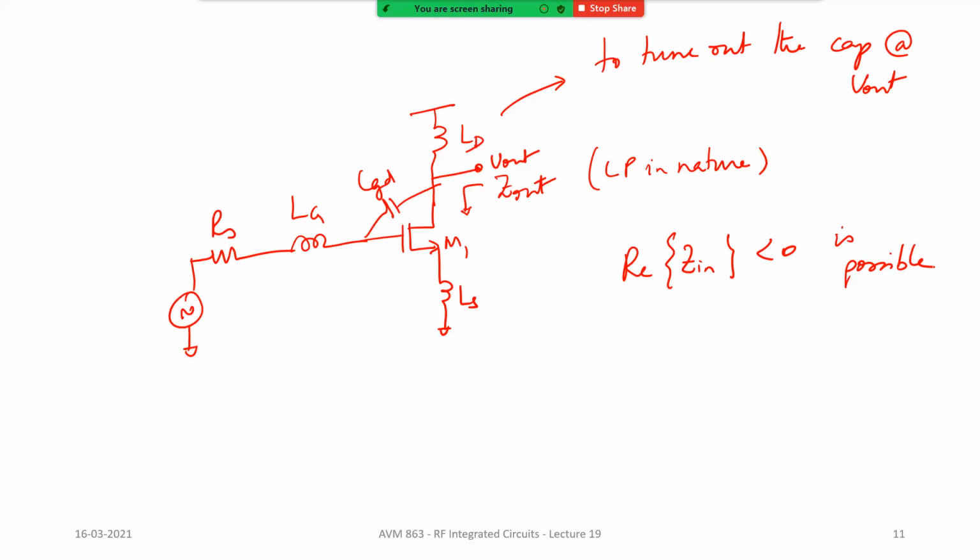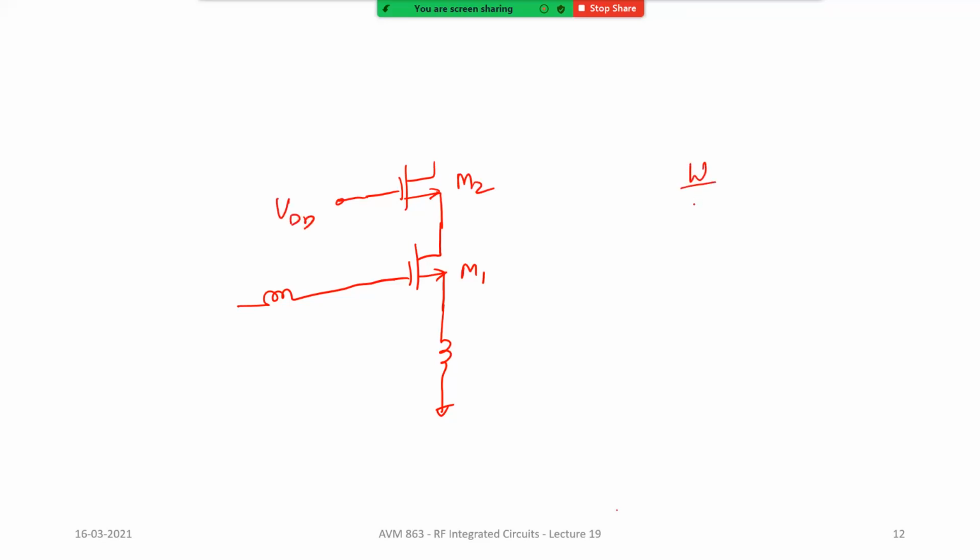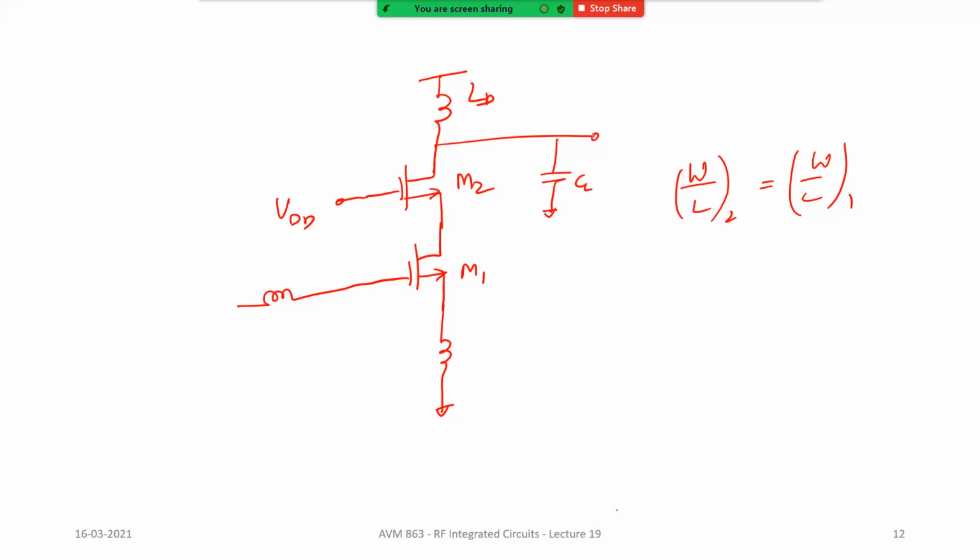So one of the neat techniques that is used is basically to say, let's try cascoding. Okay, just like how we did it for the common gate LNA. What we will do is, this is M1, this is M2, and this is usually connected to VDD, and W by L of 2 is usually taken to be W by L of 1. As we saw earlier, the device dimensions of this cascoding transistor really doesn't impact your performance much. Okay, and now your LD is supposed to tune out the net capacitance CL here.